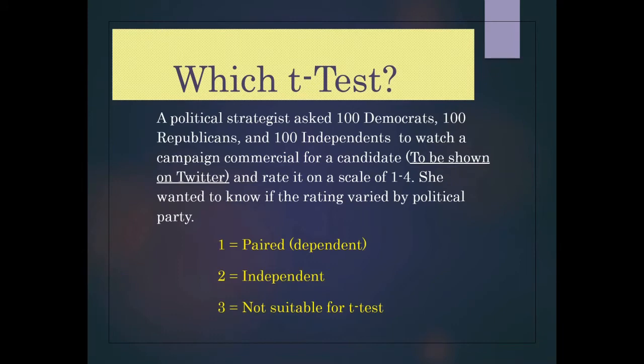So a political strategist asked 100 Democrats, 100 Republicans, and 100 independents to watch a campaign commercial for a candidate to be shown on Twitter and rate it on a scale of 1 to 4. She wanted to know if the rating varied by political party. Would this be a paired or dependent t-test? Would this be an independent t-test? Or is this not suitable for t-test?